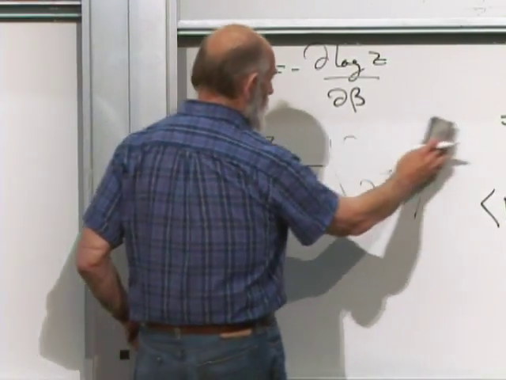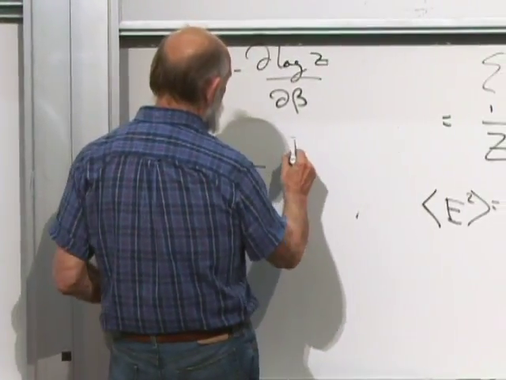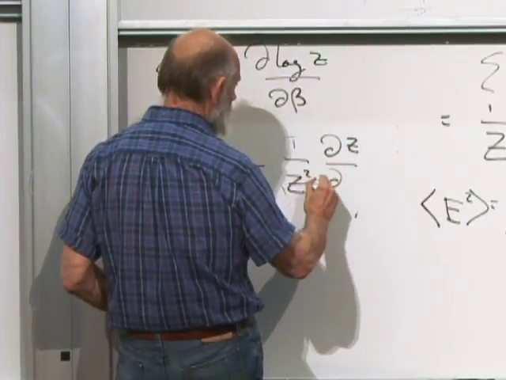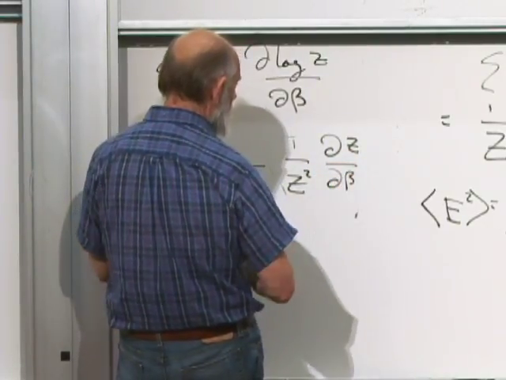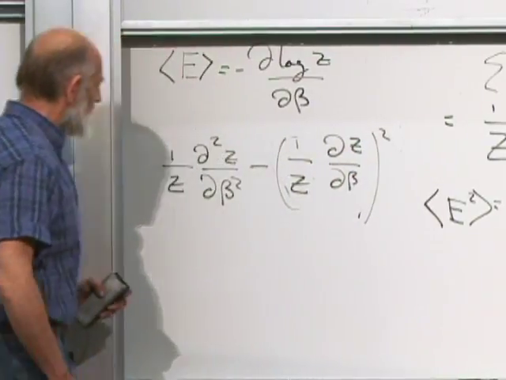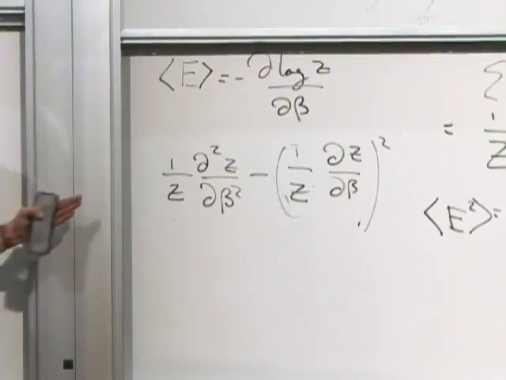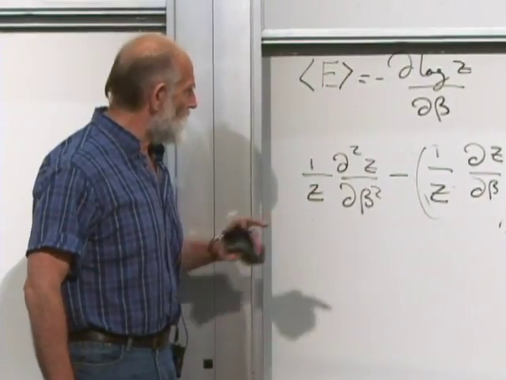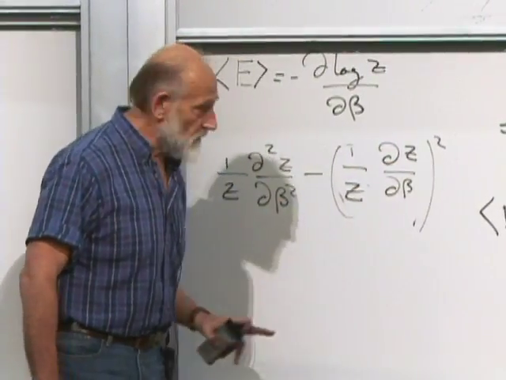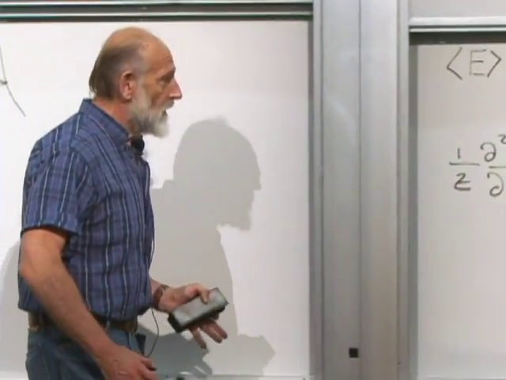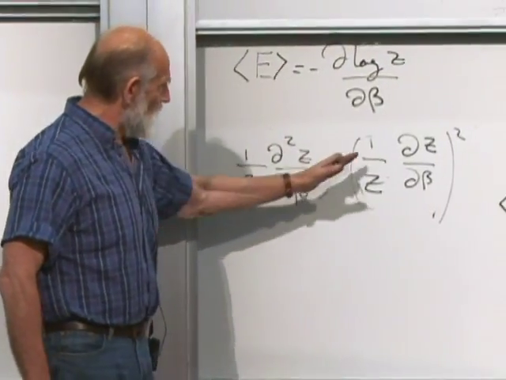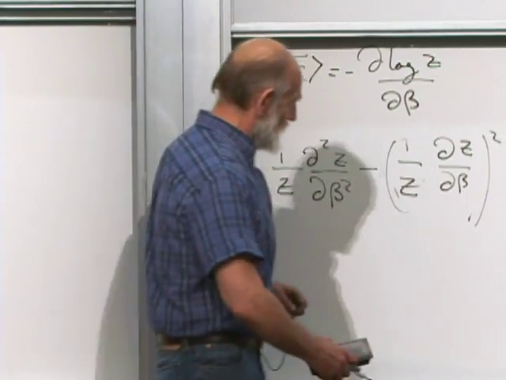So actually this is just 1 over Z dZ by d beta, squared. So it's the difference between 1 over Z times the second derivative of Z with respect to beta, minus 1 over Z squared times dZ by d beta, squared. That's the variance. We're not finished with it yet. This is simpler than it looks.